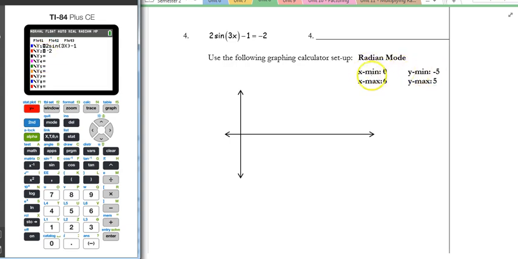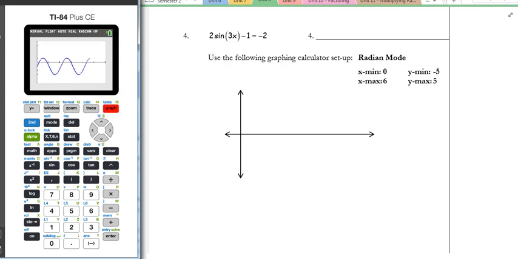I also need to change the window, so we've done this before as well. You press window, you have your x min, x max, y min, and y max. For these problems, for our trig problems, I will tell you where to set your window. On our other problems, you might need to adjust the window on your own. So in this case, I ask you to put the x min at 0, the x max at 6, change the y min to -5, and the y max to +5. Make sure you go through all of those steps, and then hit graph.